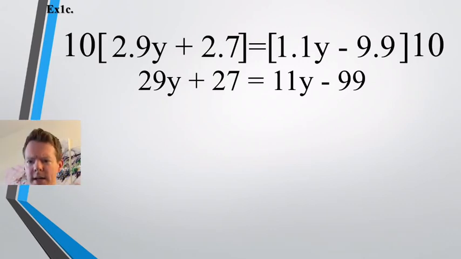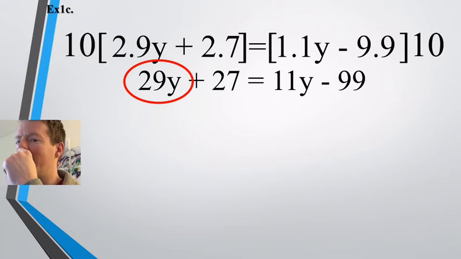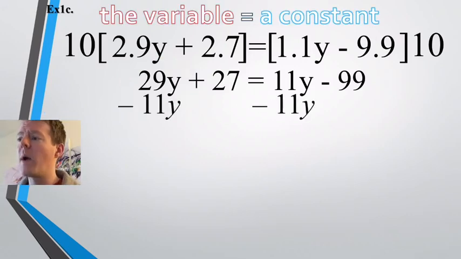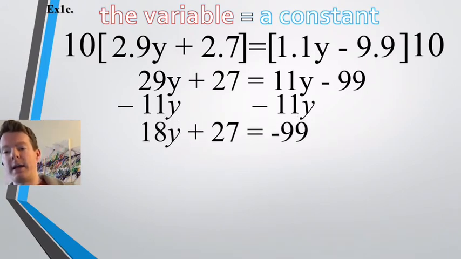Okay, I like it already because now it's whole numbers. So again, looking at my two algebra terms, I notice that 29y is higher than 11y. So I'm going to keep my y's on my left. I'm going to make it variables on the left, constant on the right. I'm going to do that by taking away 11y from the other side and from the front side, right? Take it away from both sides. That gives me 18y plus 27 is equivalent to that negative 99 now.